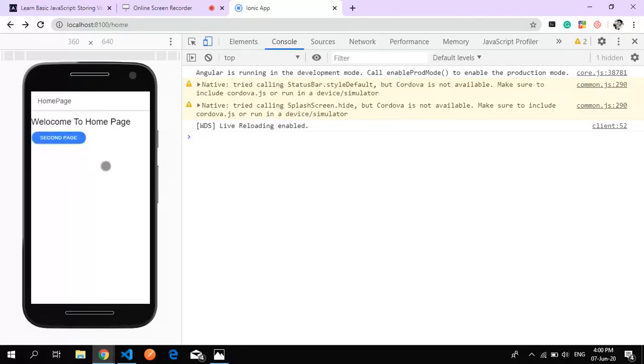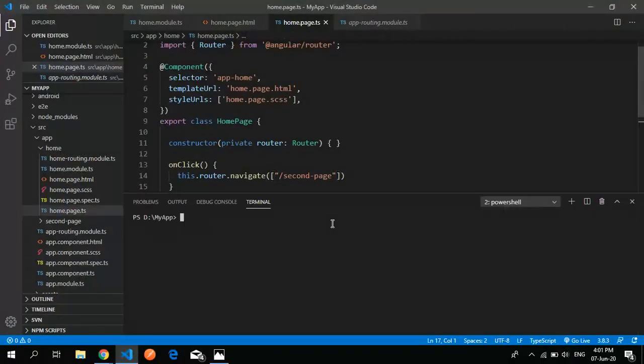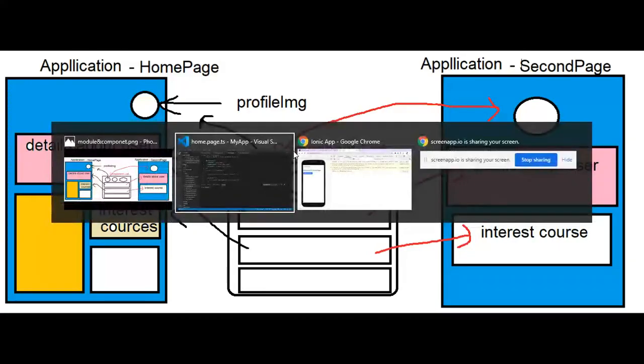Okay, so now we will create this component container, and inside that we will create one profile image component, and the other is the user detail component, and we'll reuse these components in different pages without writing the HTML code over and over again. So let's begin. We just need to create one module for the components, where it contains all the small components. It is called the component module.